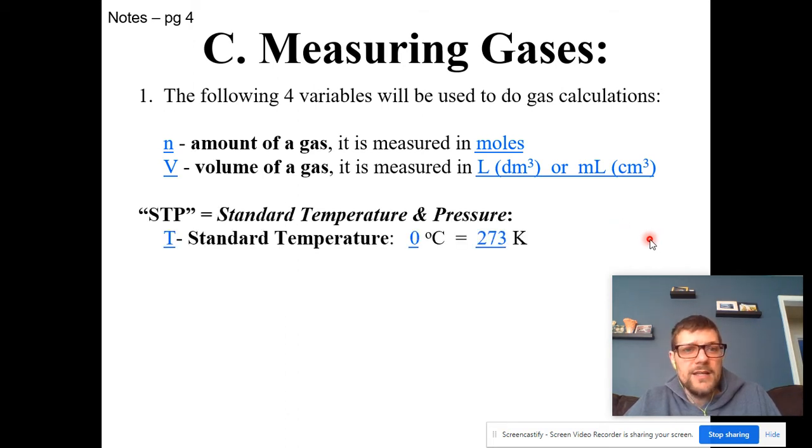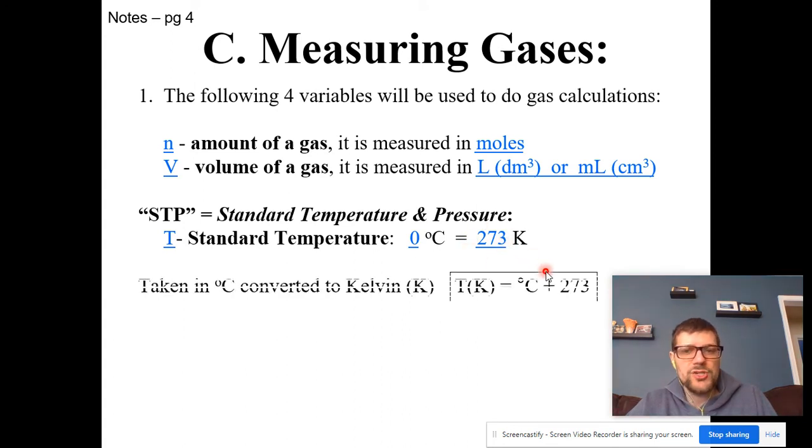The next two come in the form of STP. When we say STP, and we've said this before, we're talking about standard temperature and pressure. So temperature and pressure are going to be the last 2 variables that we talk about. Temperature is going to be 0 Celsius when it's standard, or 273 Kelvin. So if a problem says at STP, you now know what the temperature and the pressure are, and the temperature is going to be 273 Kelvin.